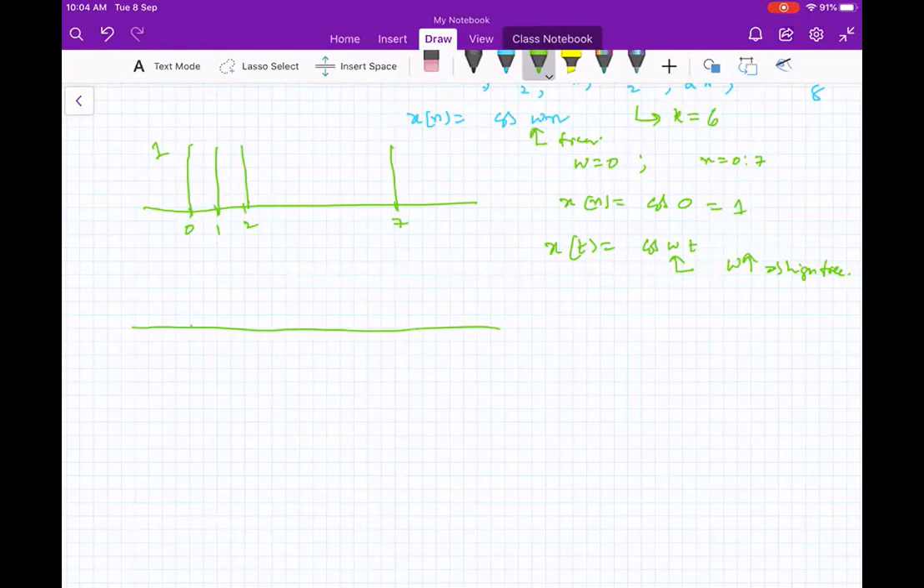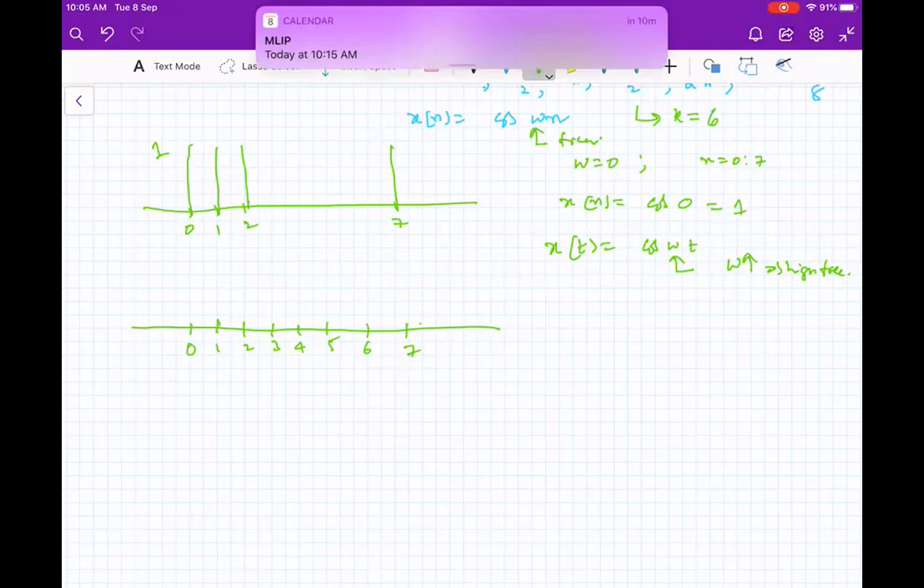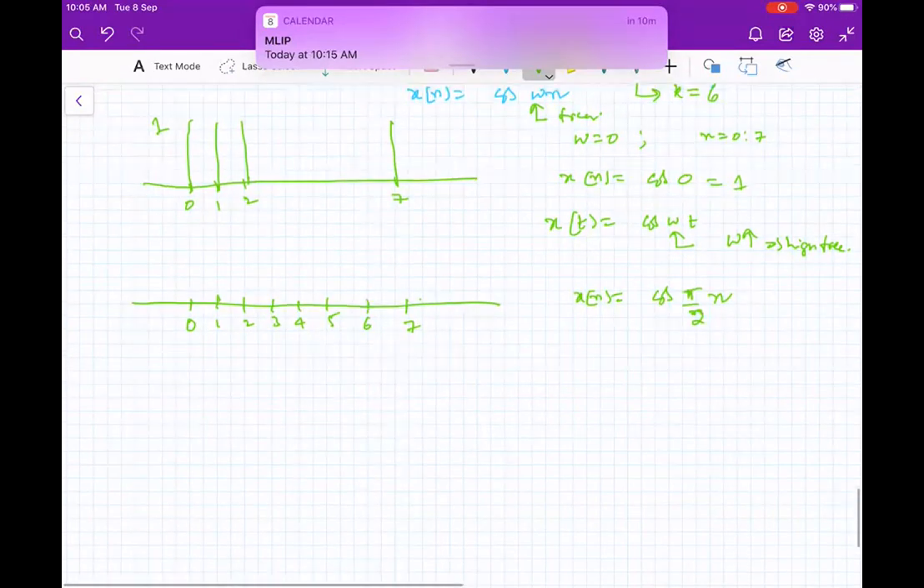Okay, so now let me start again with 0 here and 7 here: 1, 2, 3, 4, 5, 6, 7. Now for pi by 2, x of n is equal to cos pi by 2 n, because omega itself is pi by 2. So how does this look like?